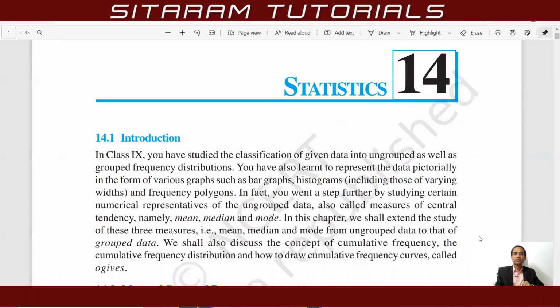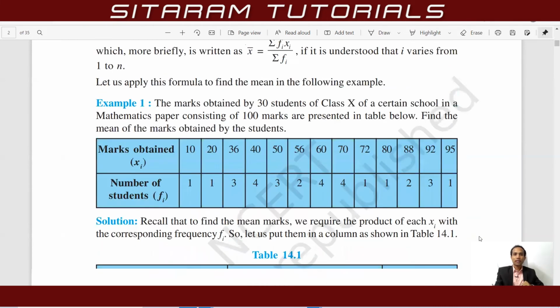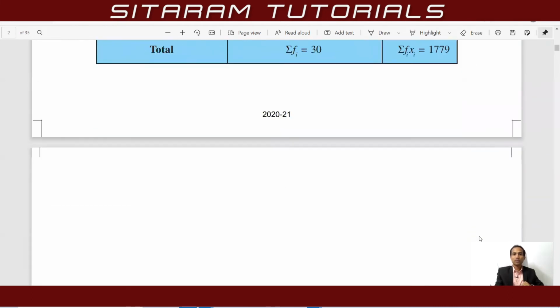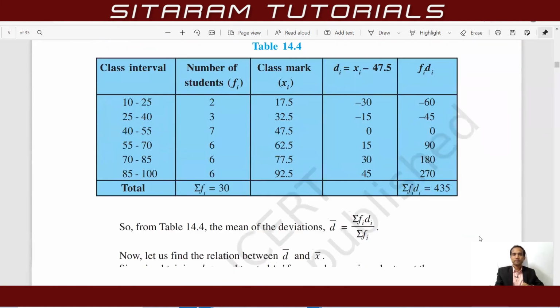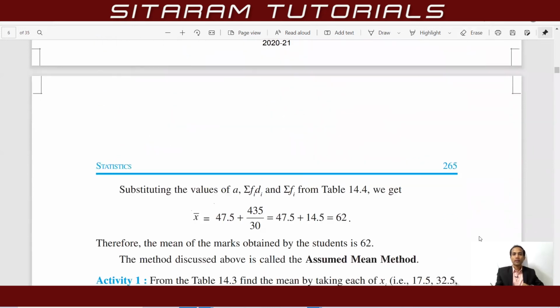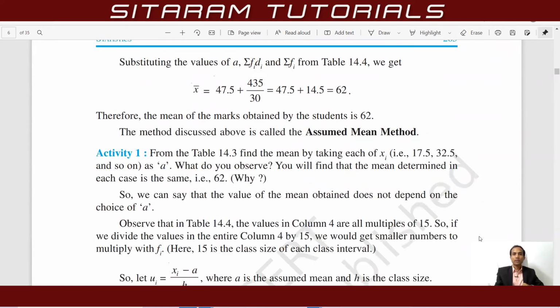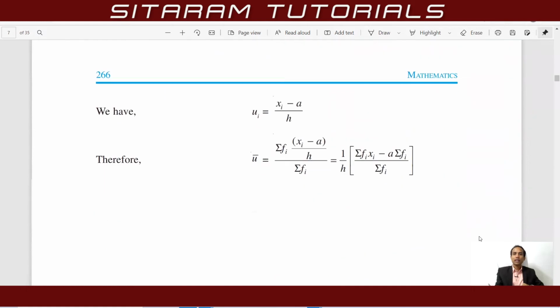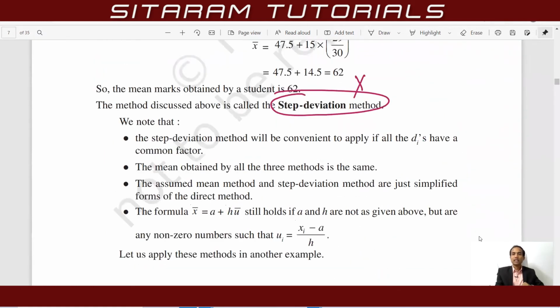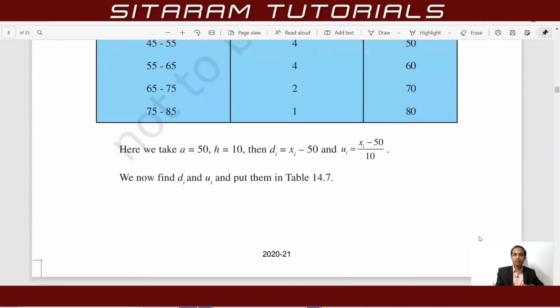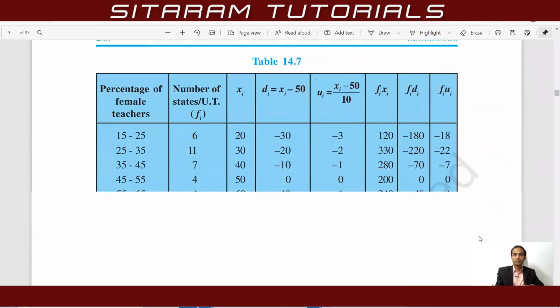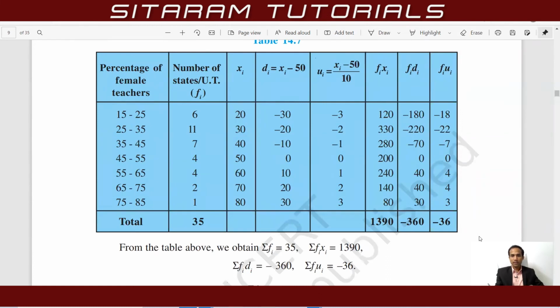Okay, let us see the chapter. So in statistics, let's go. Example 1 is also there. Example 2 is also there. Next, assumed mean method. This is also there. And next is step deviation method. This step deviation method is not going to be there for the exam. So this is the step deviation method.